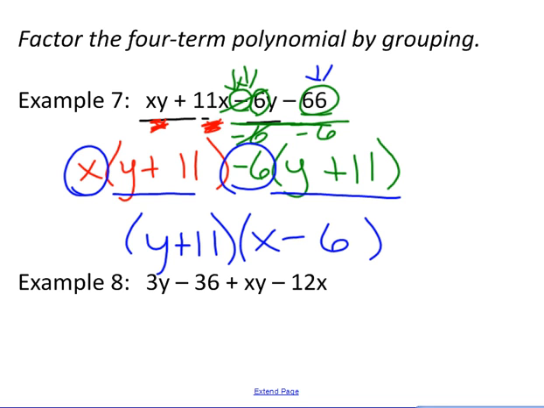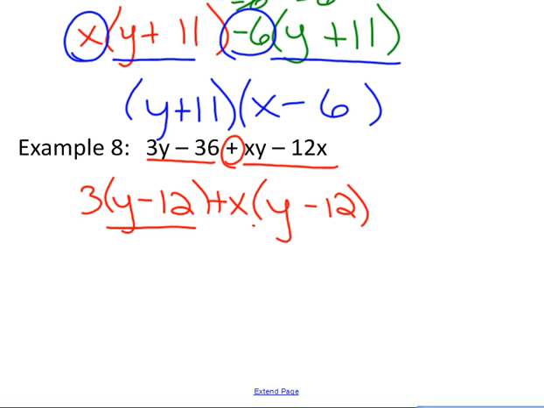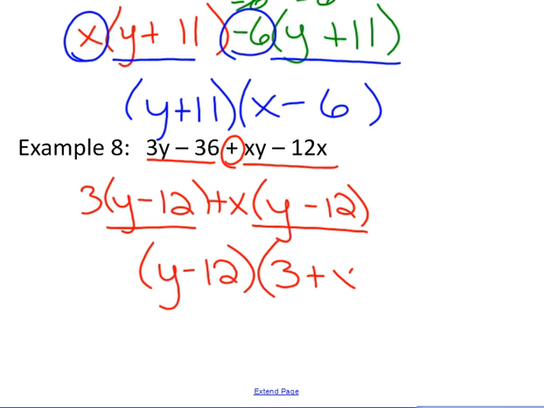Example 8. I'm going to factor by grouping. I've got 4 terms. The first set, they both have a 3. And when I divide it out, I have y minus 12. The second set, they both have an x. This is positive, so you have to write positive x. You divide out a positive x, you're left with y minus 12. These two have to match exactly. When you're doing this process, those have to match exactly, including signs. Y minus 12, 3 plus x.